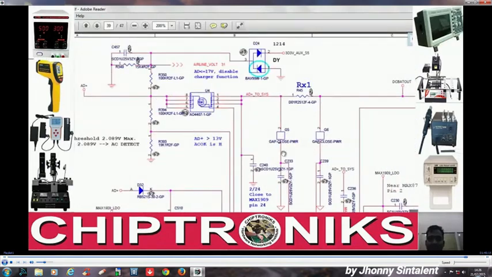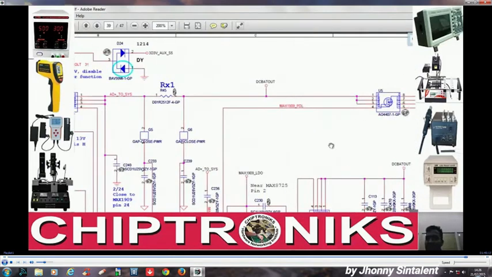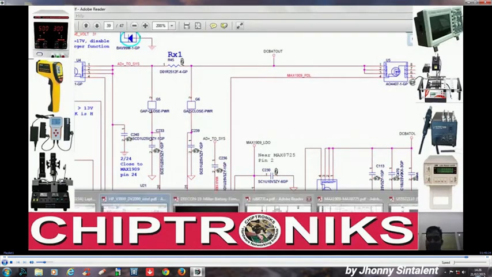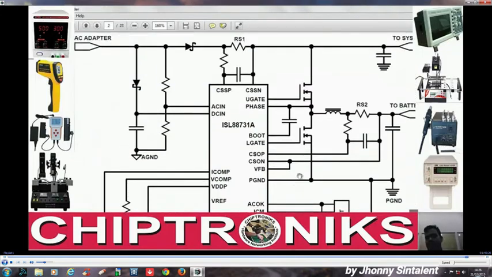We have MOSFETs over here. Okay, we have MOSFETs over here. So we require PDL and PDS. Whereas this ISL 8873 is very smart, is just doing the job with ACOK. Less connection inside this charger IC.